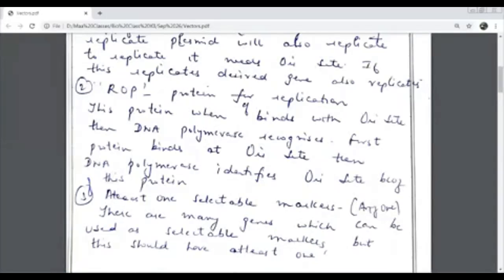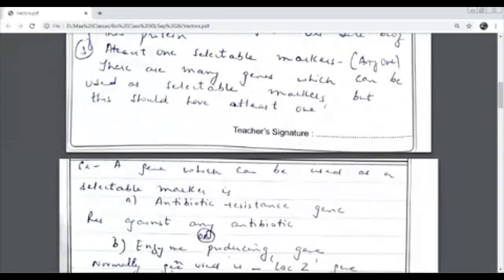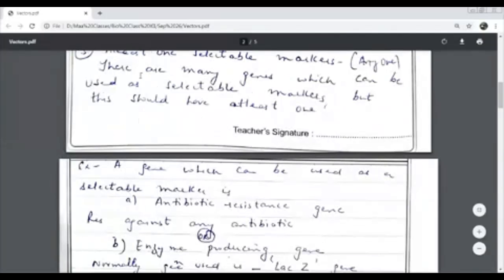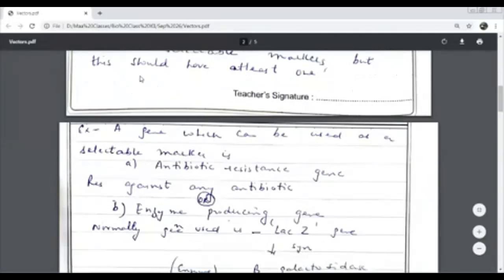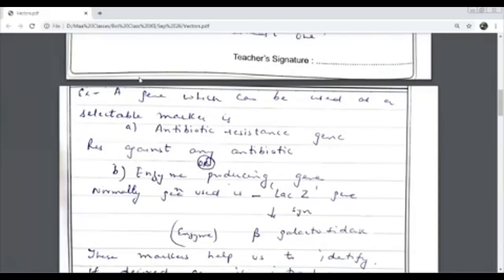There are many genes which can be used as selectable markers, but remember that I'm talking about vectors. Vectors should have at least one, any one selectable marker. What will a selectable marker do? What did we do? We took a desired gene, children, and we inserted it into the host cell with the help of what? With the help of a vector.